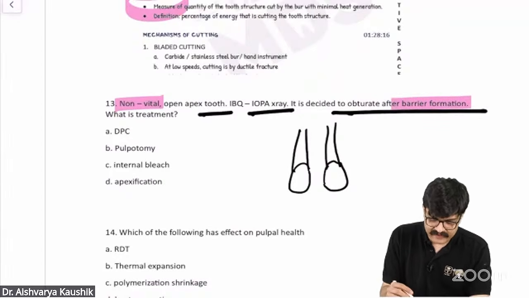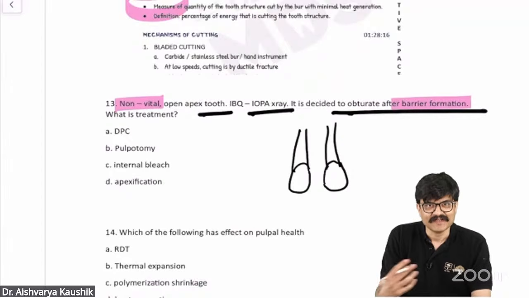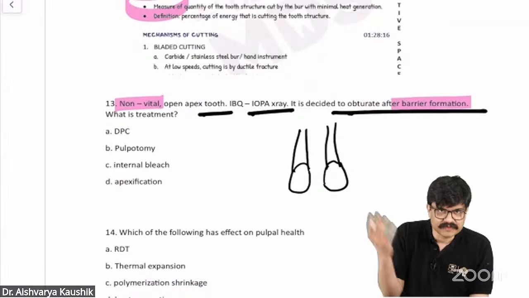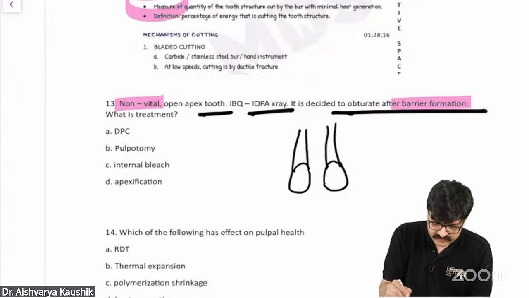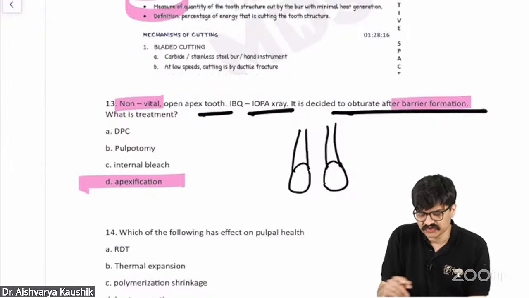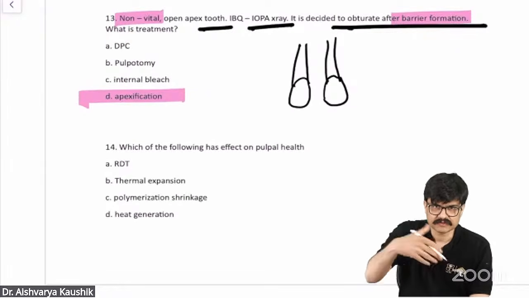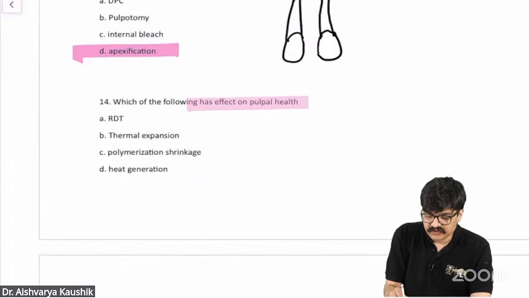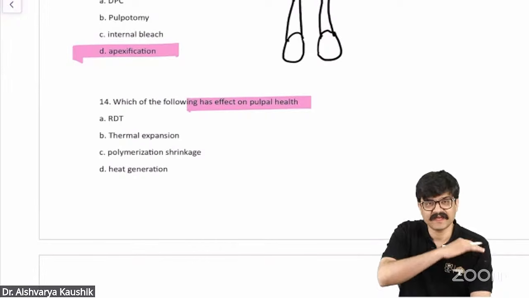It's simple, right, guys? You cannot have vital pulp therapy as the option. You cannot have revascularization as the answer, isn't it? You have to have a conventional root canal treatment, but it's an open apex case, so you need a barrier. So you do apexification, isn't it? So the answer is apexification. Very simple. So many times discussed, as I just shared the screenshots of our traumatology notes also. Which of the following has the maximum effect on pulpal health? The most important. See, everything is important.